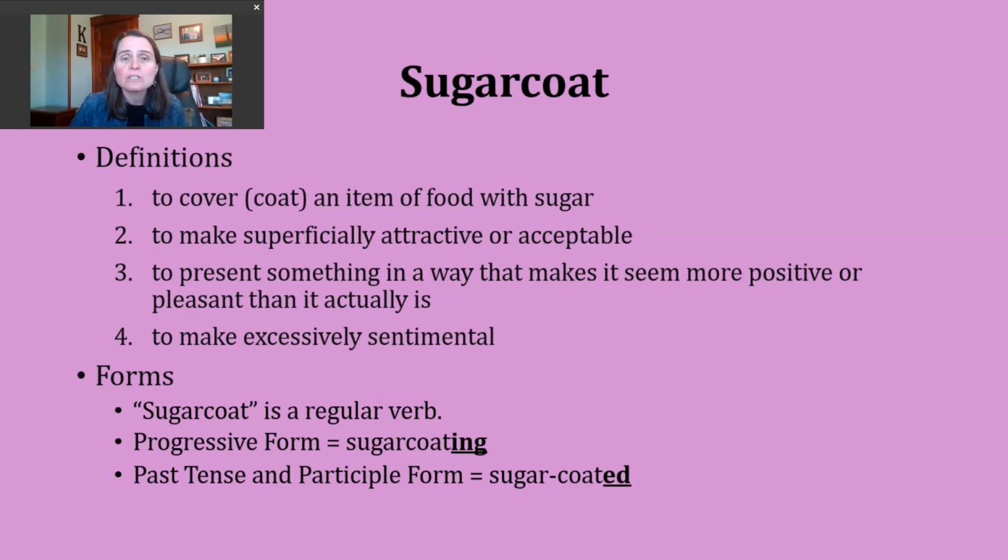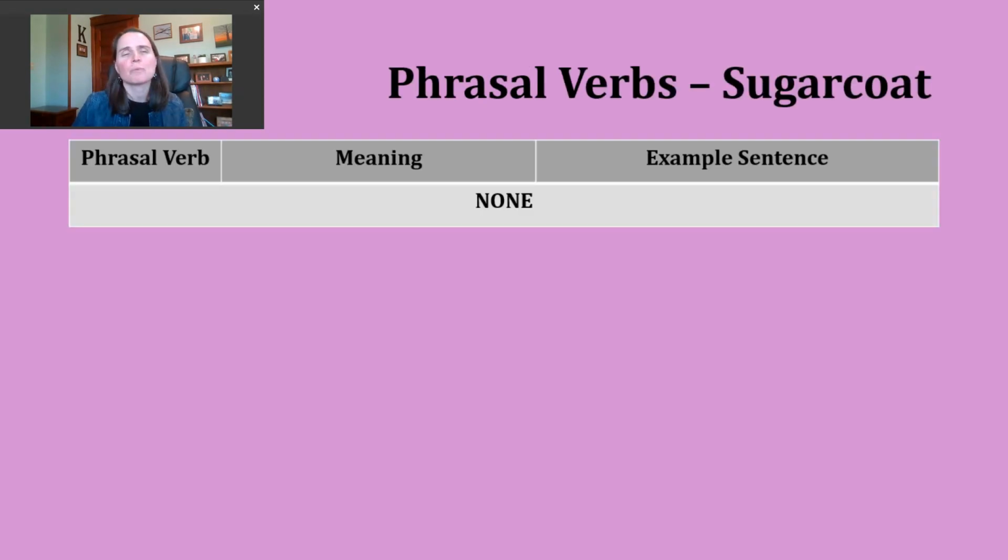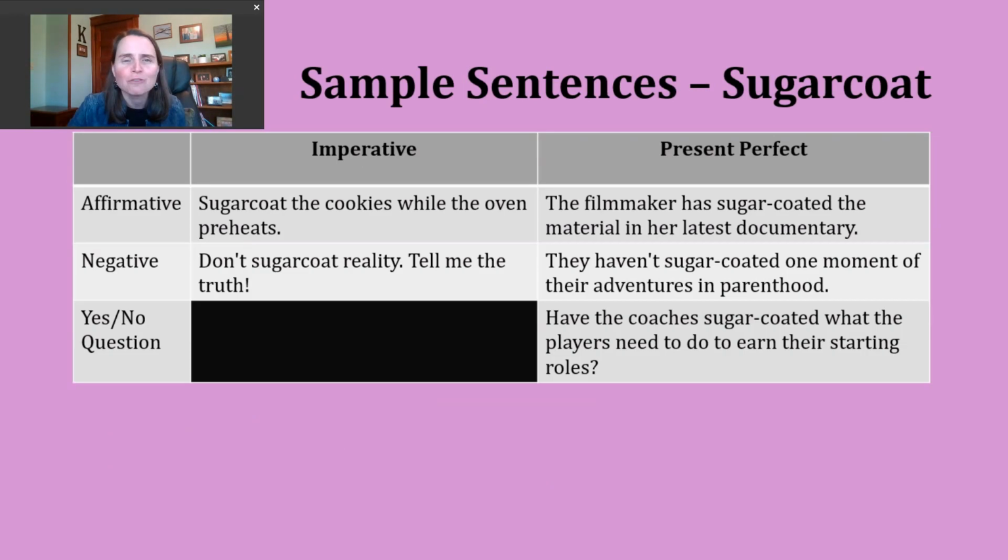When I pronounce sugar-coated, id, I hope you can hear that, I'm adding an extra syllable, and that's because our base verb ends with a t sound. Okay? So it's going to require that id sound when we add ed. Now, I'll pause for a moment just to mention we don't have any phrasal verbs that we need to practice. So instead, we can move on to doing a little verb tense practice with our verb.